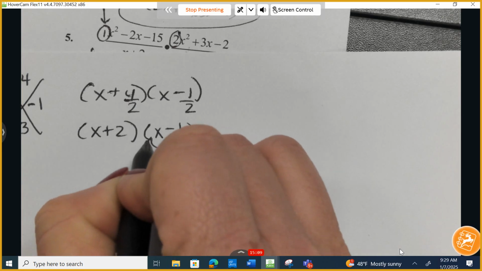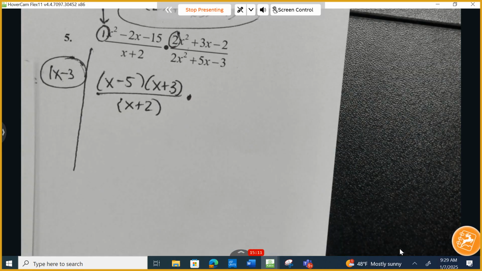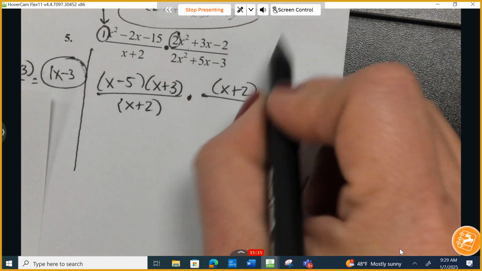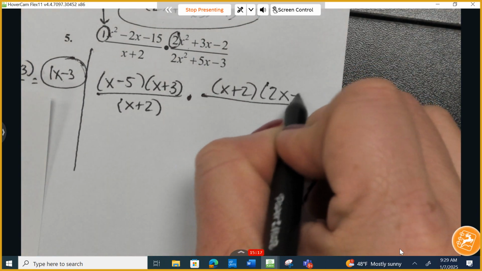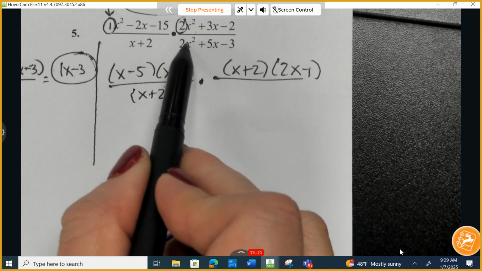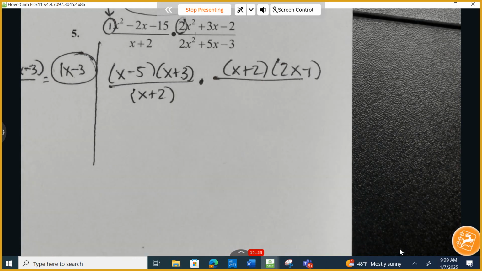The bottom number gets pushed up. So in this position, I have x plus 2. I don't have to worry about bottoms up. There's no fraction. And then I have 2x minus 1. With your partner right now, I'd like you to do the denominator. Please do the denominator of the second portion of this problem.